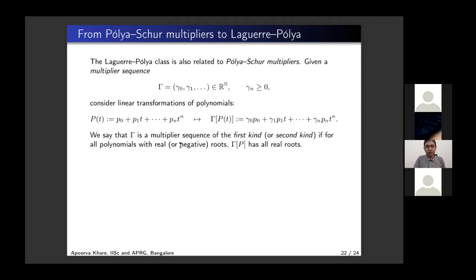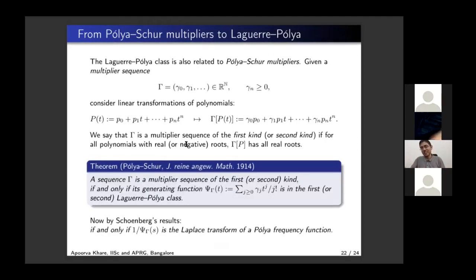Okay. Theorem. So Laguerre and Polya classified the entire functions: Laguerre-Polya class type 1, which is a smaller class, and Laguerre-Polya class of entire functions type 2, which is a bigger class. Here we have multiplier sequences of the first kind, which is a smaller class, and multiplier sequences of the second kind, which is a larger class. And Polya and Schur basically proved that if you look at the generating power series of this multiplier sequence, then it is of the first kind if and only if the power series is in the Laguerre-Polya first class. It is of the second kind if it's in the Laguerre-Polya second class.